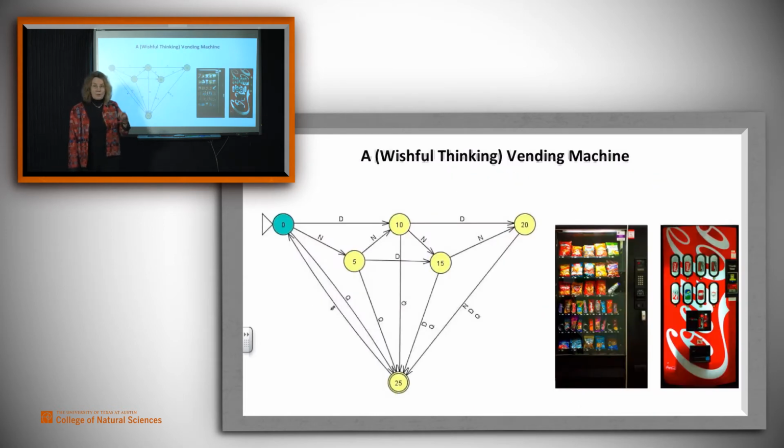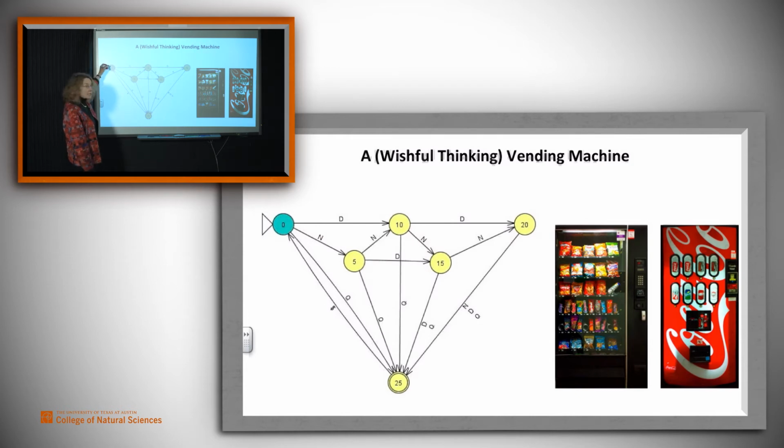Now, there are real physical finite state machines all over the place. I like to think of this as a wishful thinking vending machine because, as you'll see, it reaches its accepting state here, 2 circles, on 25 cents. You can't buy much of anything for 25 cents. But let's look at what's going on.